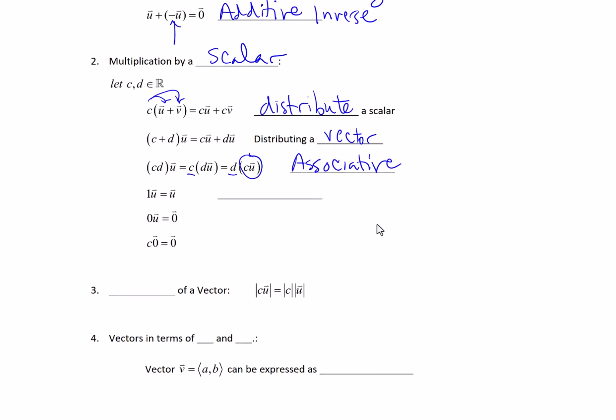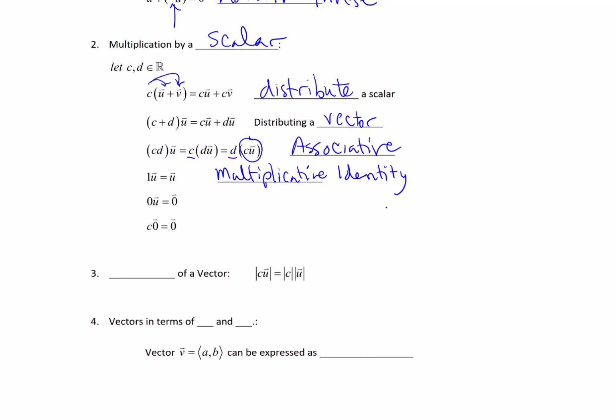Or fourthly, we have 1 times vector u. So this would be 1 as a scalar times vector u. It turns out you just get the vector u. And that would make sense. You're multiplying each of its components by 1, which changes nothing, therefore giving you the vector itself. You could call this the multiplicative identity. Again, some of these names are not always commonly used. We more just use the property itself when doing problems with them.